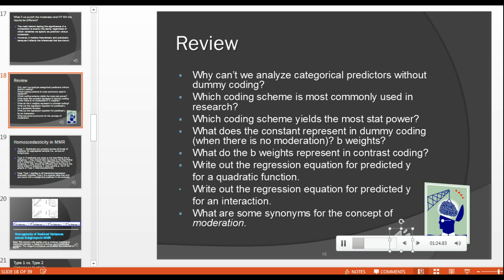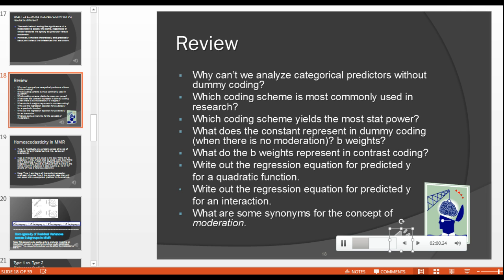The coding scheme that is most commonly used, I think, right now in research is dummy coding. And in particular, usually it's used with two categories, like a 0, 1. And sometimes it's used with 3 or more categories. That's why it's important to know it. That's why we went over that last time. So it's important to know how to do dummy coding and that it is most commonly used. I would say it's used more than contrast coding.